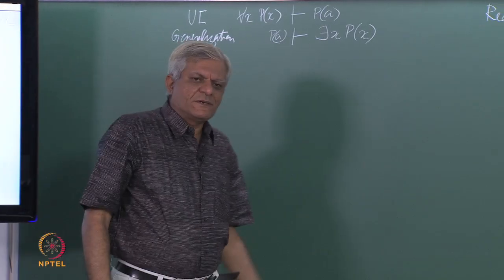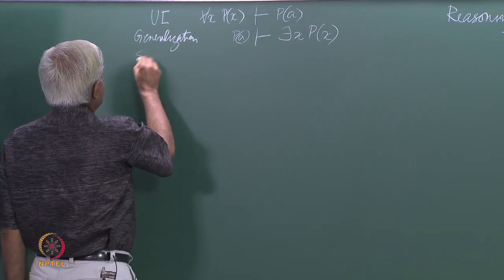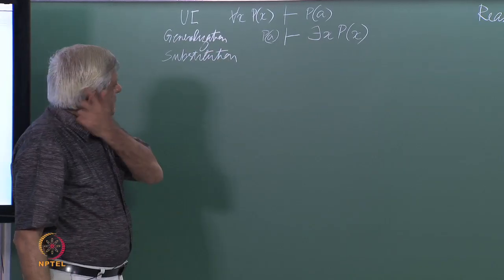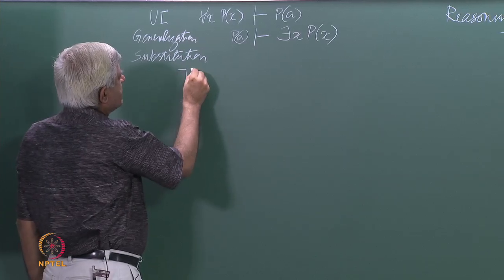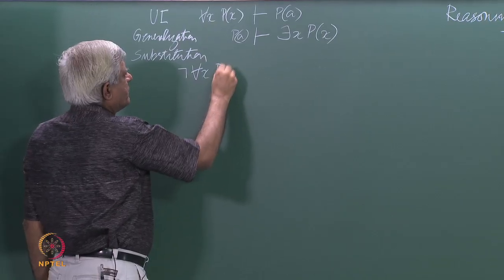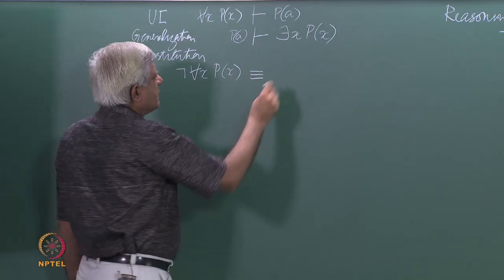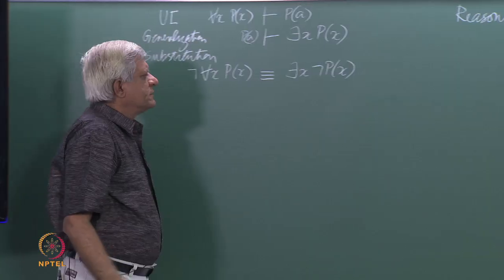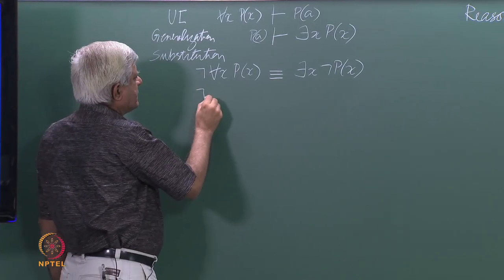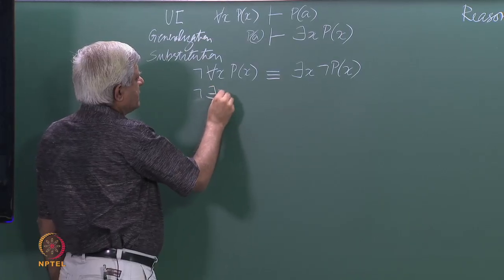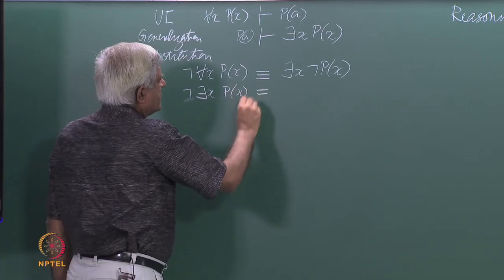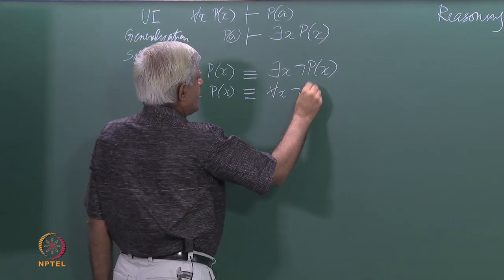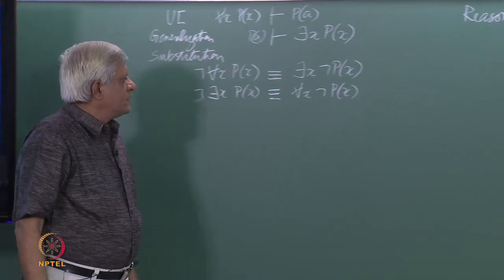Now, in addition to this, there are also some rules of substitution. So, for example, you can replace not for all x P x with there exists x not P x, and likewise not exists x P x is equivalent to for all x not P x. So, these are kind of common sense rules.